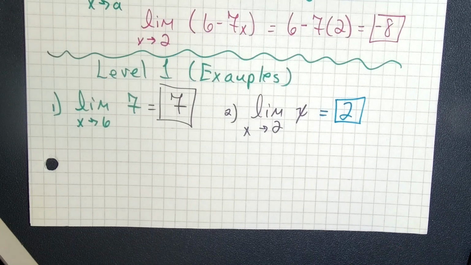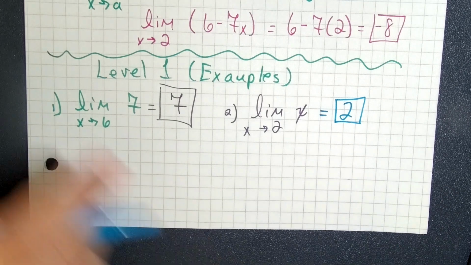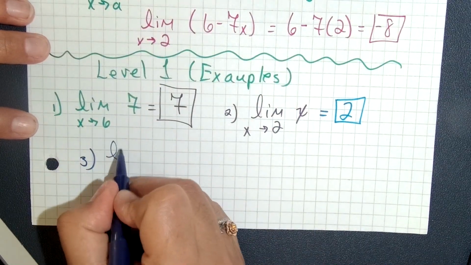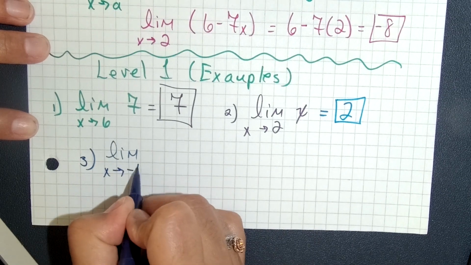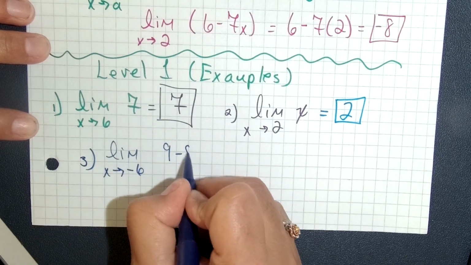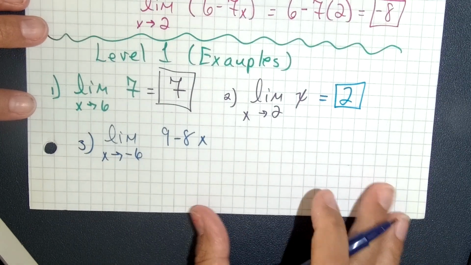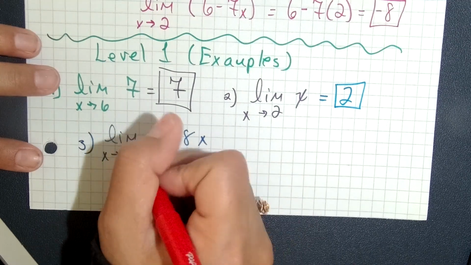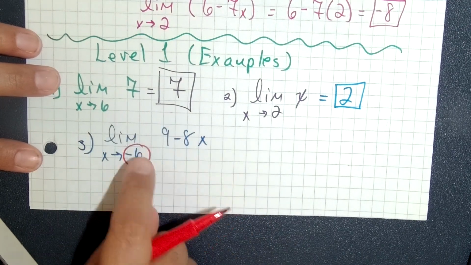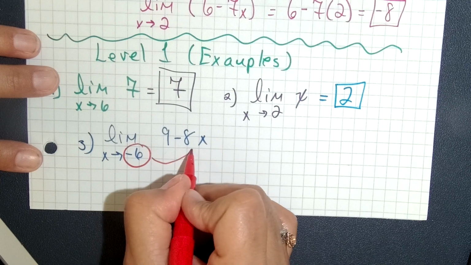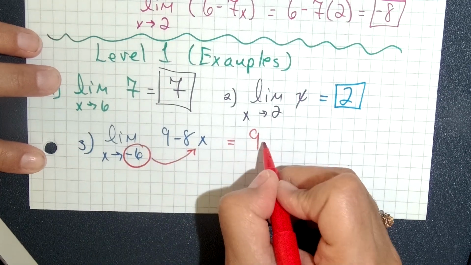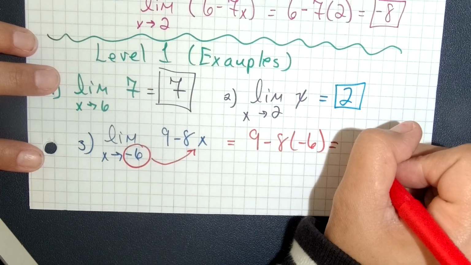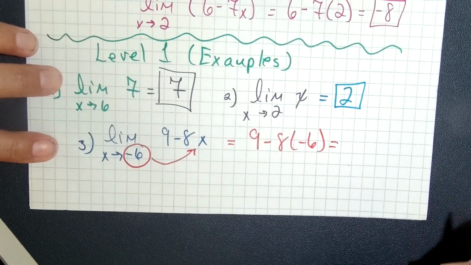Any questions on 1 or 2? Are we sure? Okay. Number 3. We have the limit as x approaches negative 6 of 9 minus 8x. So what we're going to do is substitute in the negative 6 for the x. That's going to be 9 minus 8 times negative 6.